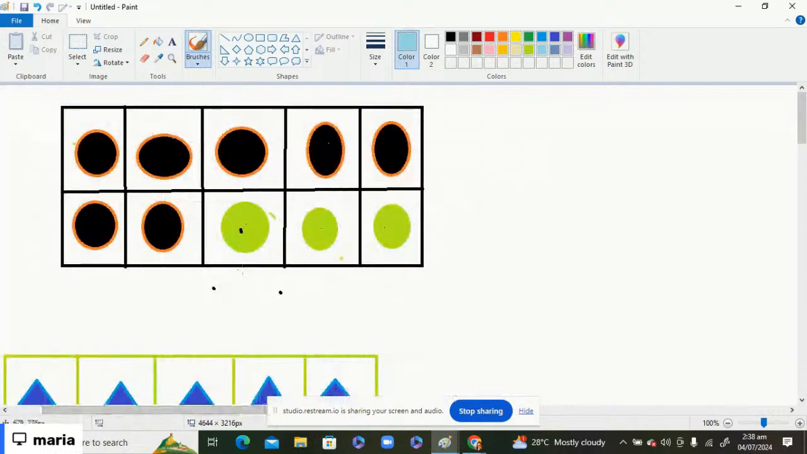So how many total? Let's just count it. Okay, count it and then one by one we're gonna write it here. So now tell me how many total shapes are there? How many total dots are there? Count it all. Let's just count it together. Okay, it's 1, 2, 3, 4, 5, 6, 7, 8, 9, and 10. Total dots are 10. So this is our answer.